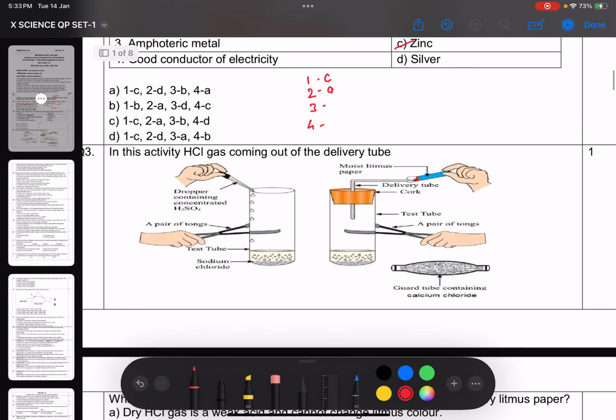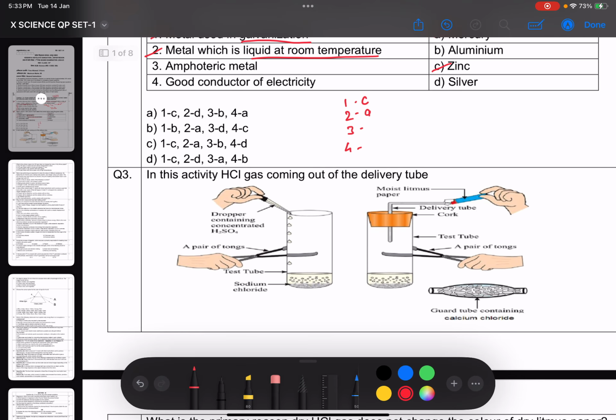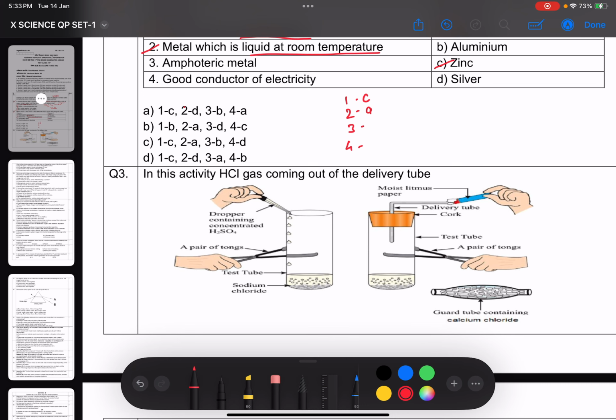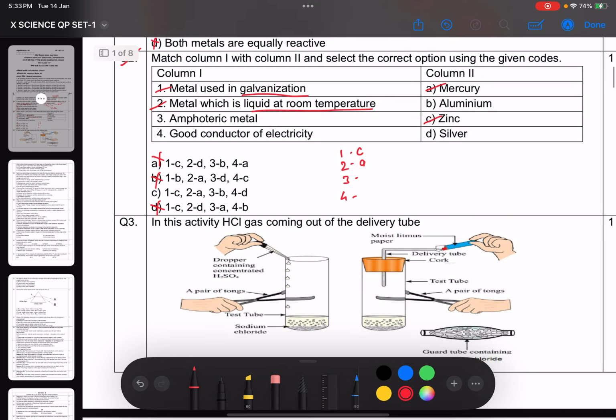So let's check the options so we can eliminate the others. First one, C and D. This one, option A, is incorrect. Second one, B, this one also. First C and A, this might be correct, and D, 1C, D. So we have found our answer, but again we are going to check the other options also.